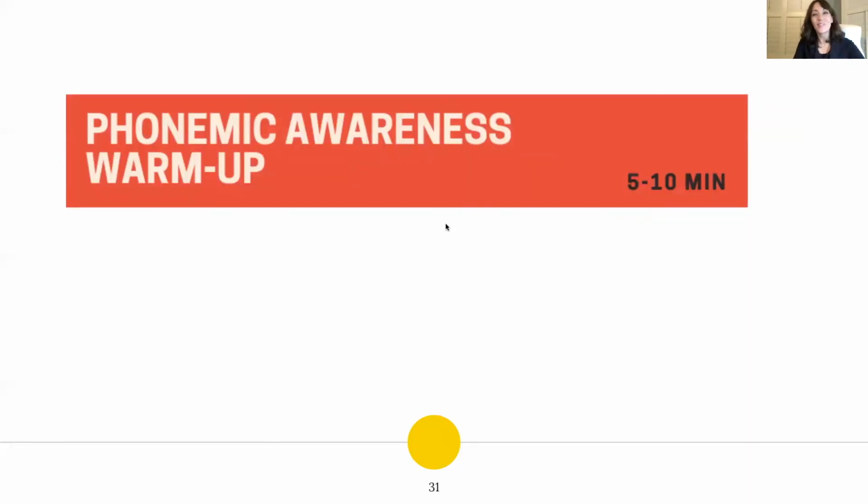Okay. So we're starting with our phonemic awareness warm-up. And before I said that phonemic awareness should only be about 5 to 10 minutes. So that's what you're doing. 5 to 10 minutes, phonemic awareness warm-up. And the more that you can connect it to what you will be learning that day, the better.